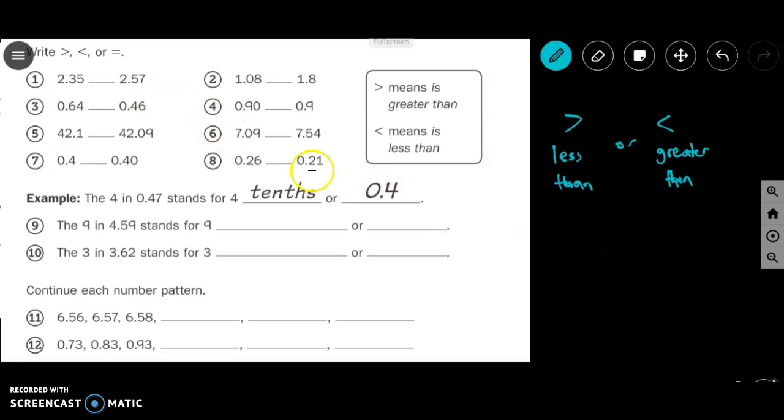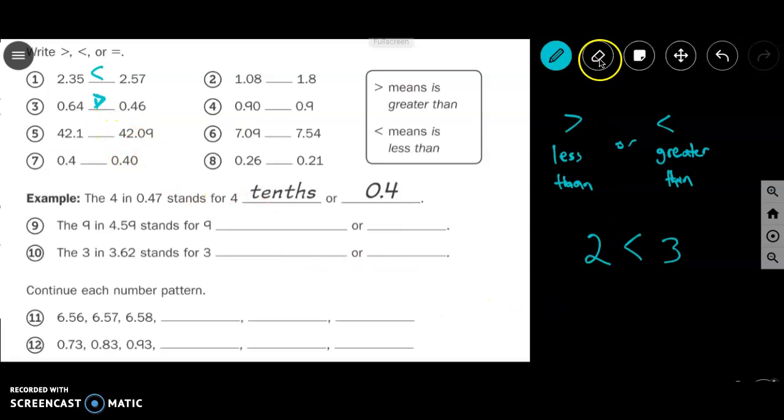Okay. So for example, if I have 2 and 3, the alligator or the mouse is always going to go eat the largest number, and it's always going to point to the smallest number. So for number one, we can determine that of 2.35 and 2.45, 2.35 is the smallest number, so it's going to point to it, and the mouth is going to be open towards the largest number. And we keep seeing that pattern here. We got 0.64 and 0.46. 0.46 is smaller than that, so I'm going to point towards that.